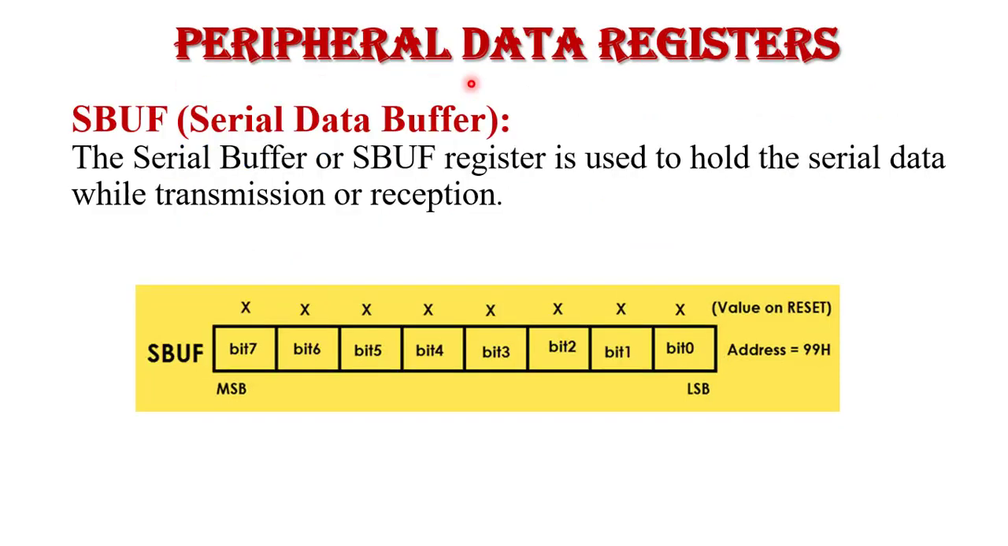Next is the peripheral data register. This is the SBUF register. This is also a special function register, known as the serial data buffer register. This serial data buffer register is used to hold the serial data during transmission and reception. This is also an 8-bit register, and the physical address of SBUF is 99H in the special function area of internal RAM. So these are the 21 special function registers in the 8051 microcontroller.